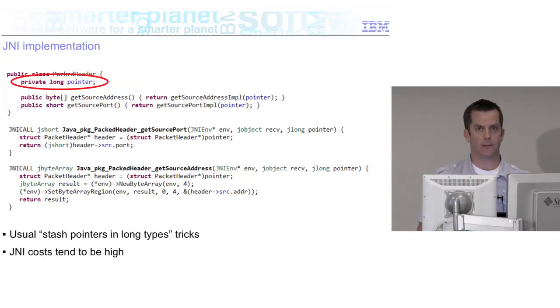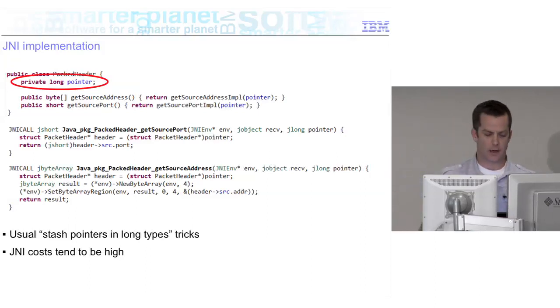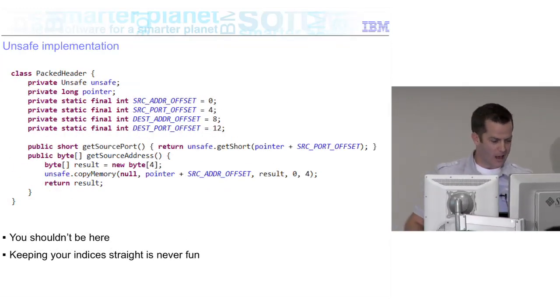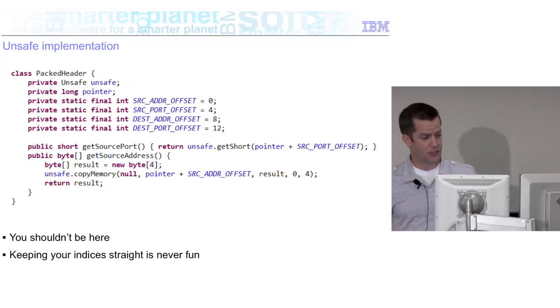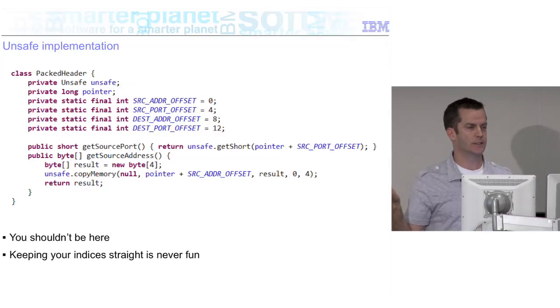JNI costs also tend to be high, right? This is no surprise, right? I mean, you look at the amount of code calling in, calling out. You talk about arrays, there's copying. Yes, there's critical and so on, but JNI serves a purpose, a lot like light beer. What's that? For what, beer or JNI? Okay. Yeah, the unsafe implementation. You shouldn't be here, first of all. Yeah, I know, right? This is what we use, is JNI.